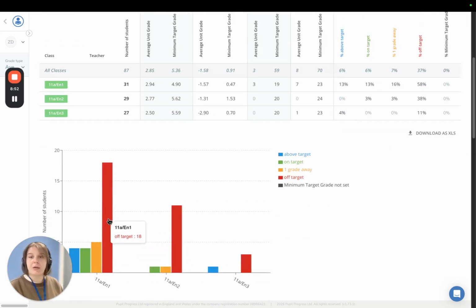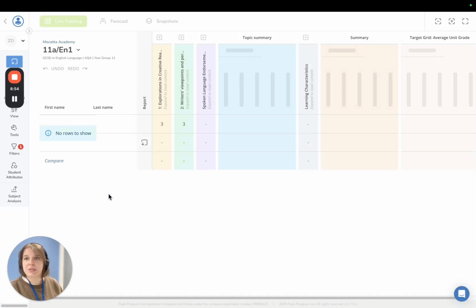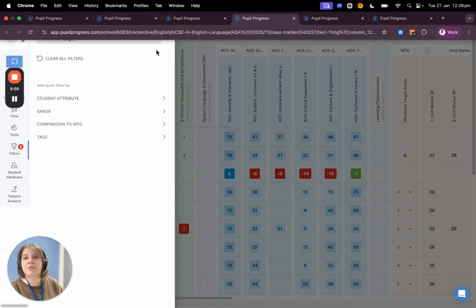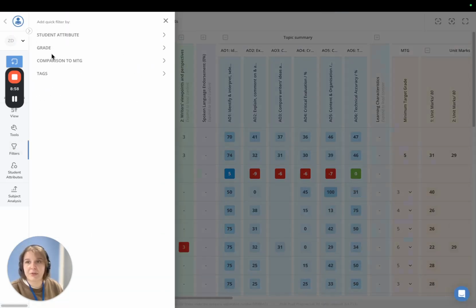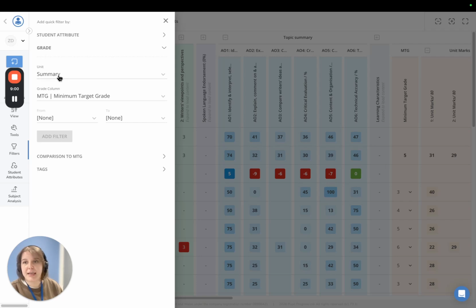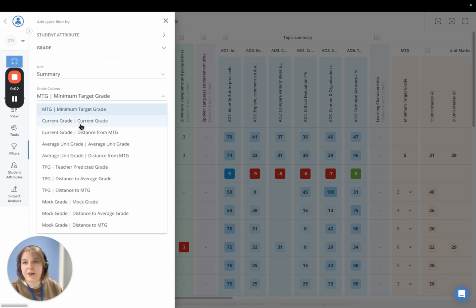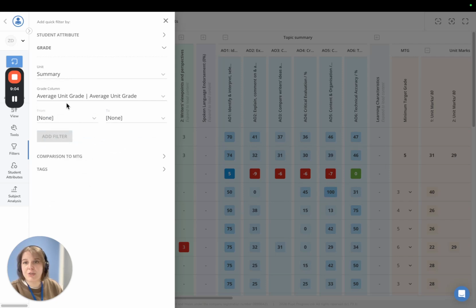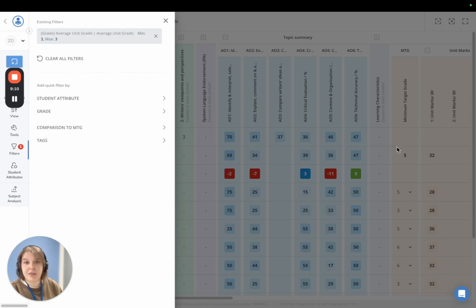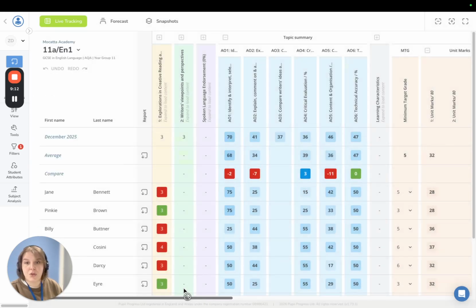We can go into our class and filter for a specific grade. So I've just gone into the off target. I can get rid of that filter and actually go by grade. So I'm going to use my summary grades and my average unit grade, which is the current grade that the student is working at, and filter for all my grade 3 students. So here we've got those students.